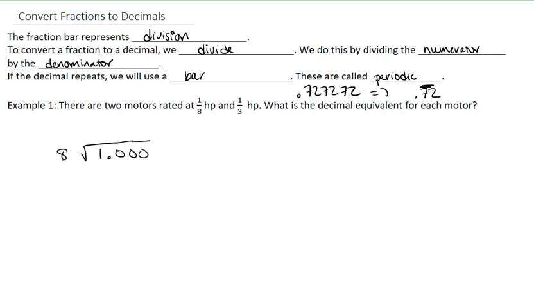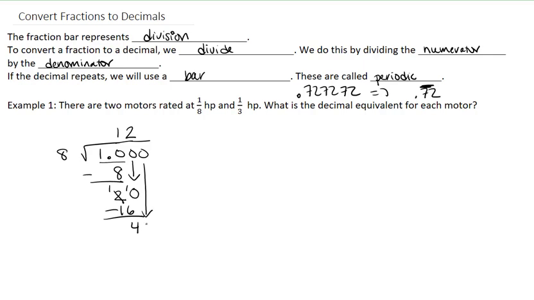Now, 8 can't go into 1, but it can go into 10 one time. 8 times 1 is 8. We subtract. 10 minus 8 is 2. We bring down the 0, so now we have 20. 8 can go into 20 2 times. 8 times 2 is 16. We subtract, and we're left with 4. Because this becomes a 1, this becomes 10. 10 minus 6 is 4. And 1 minus 1 is 0.